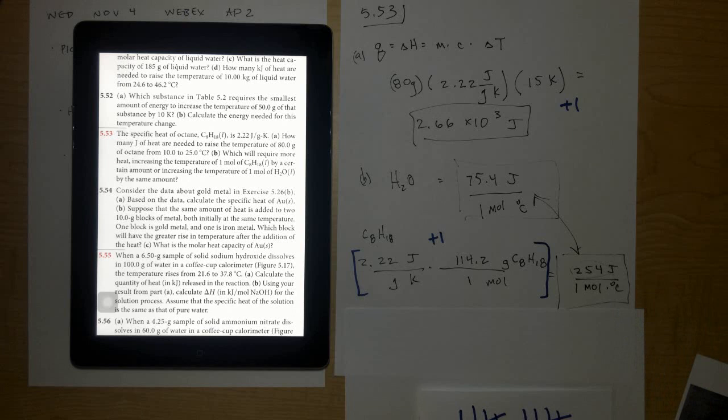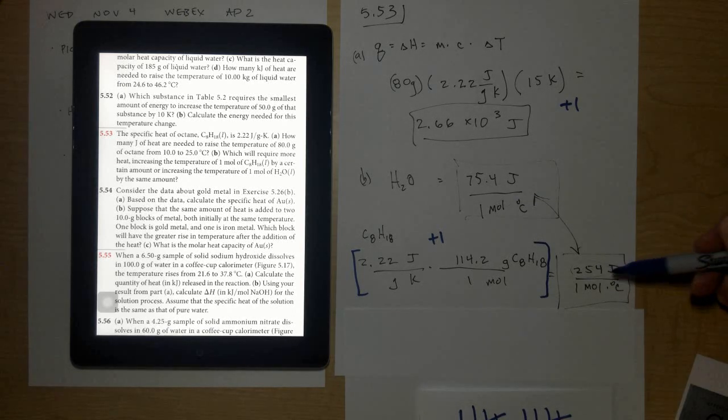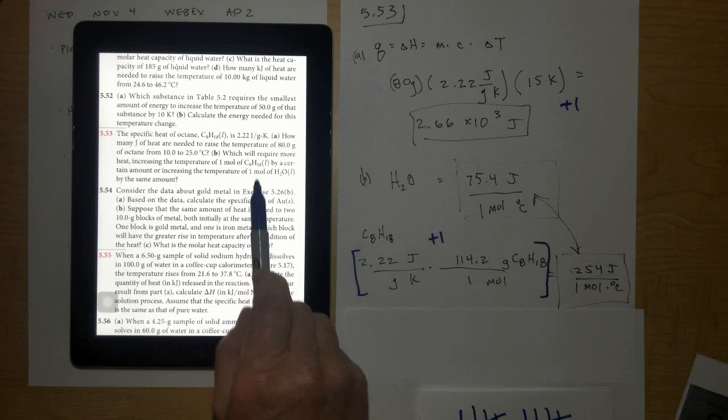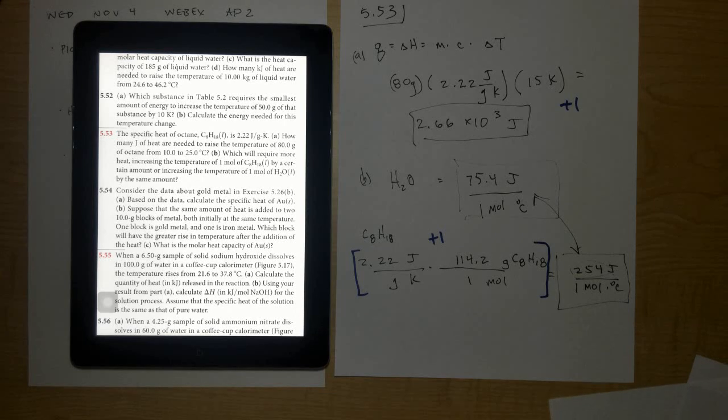So which one takes more heat to raise 1 mole of the substance? Well, obviously octane, and so octane would be the one that would require more heat to increase the temperature by 1 degree Celsius, or a certain amount of temperature. Questions on 53.